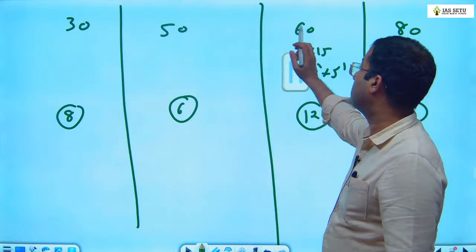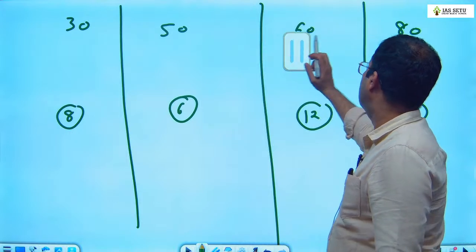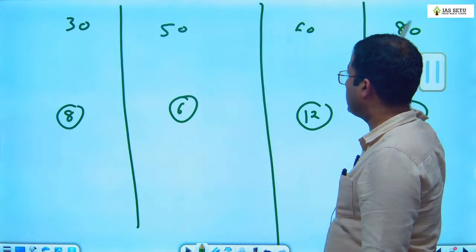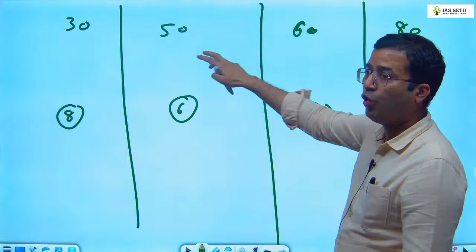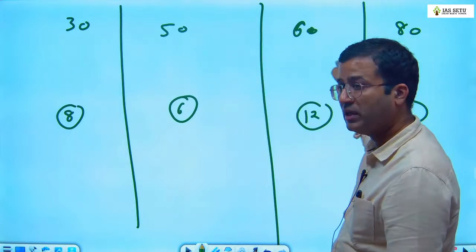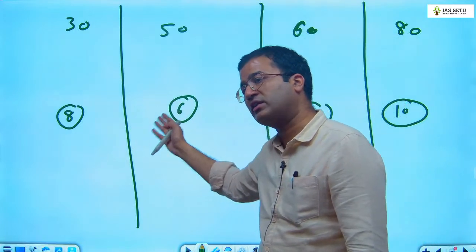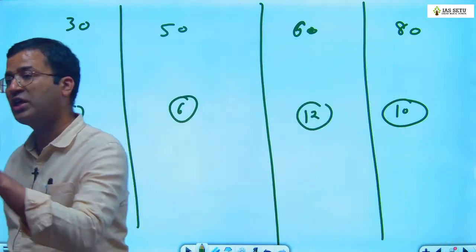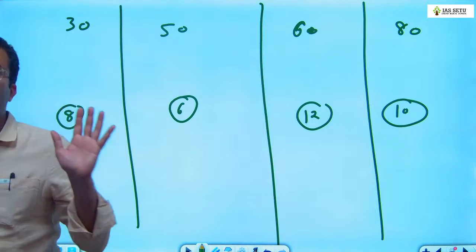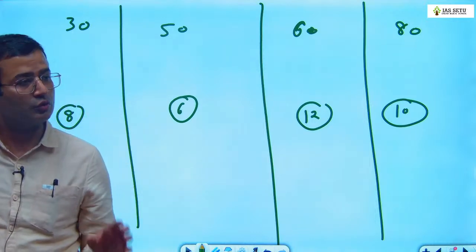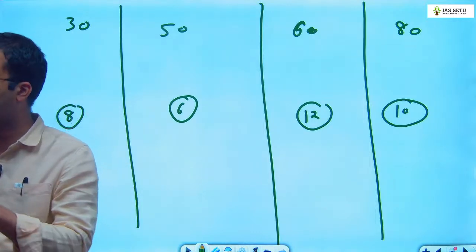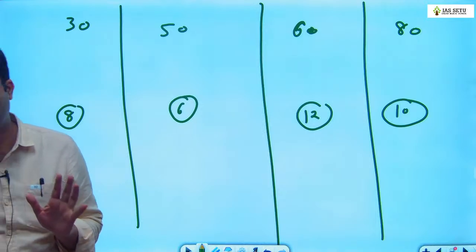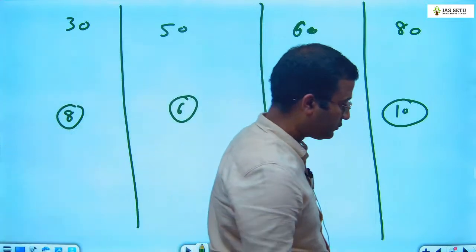60 has how many factors? 12. 80 has how many factors? And you can check all these are non-perfect square numbers. That's why their number of factors are even. You can check any square number, check the number of factors, always odd. कोई भी perfect square number होगा उसके ओड होंगे। Clear?